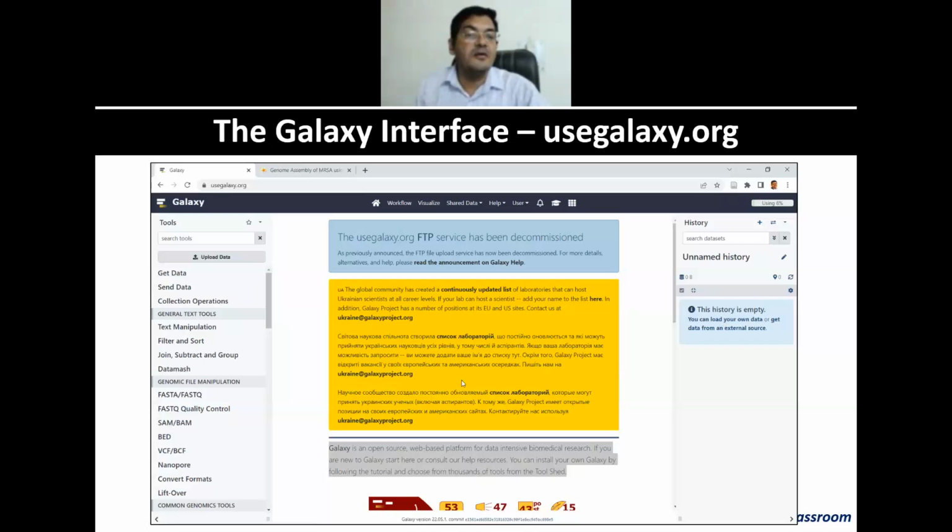If you look at it, there are three panels to your Galaxy interface. This one here is the tool shed where you have all the tools and you can search for the tool that you want to use. And then on the right hand side, you have the history. You can name your history as you begin so that you know what is the analysis you're doing.